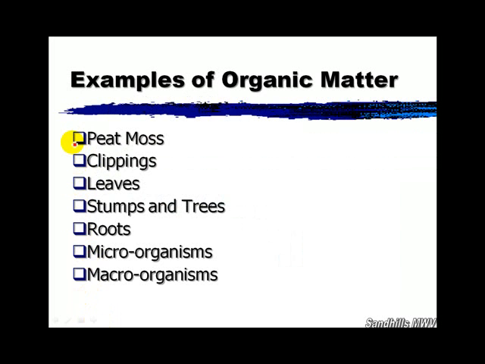Some examples of organic matter. The number one in the golf course industry, we've got peat moss. We're going to talk about that later in about 3 or 4 slides. Grass clippings, we're going to have about 3 or 4 slides on those. Any leaf matter that falls from the trees. Sometimes we don't think about it, but stumps in trees are examples of organic matter.